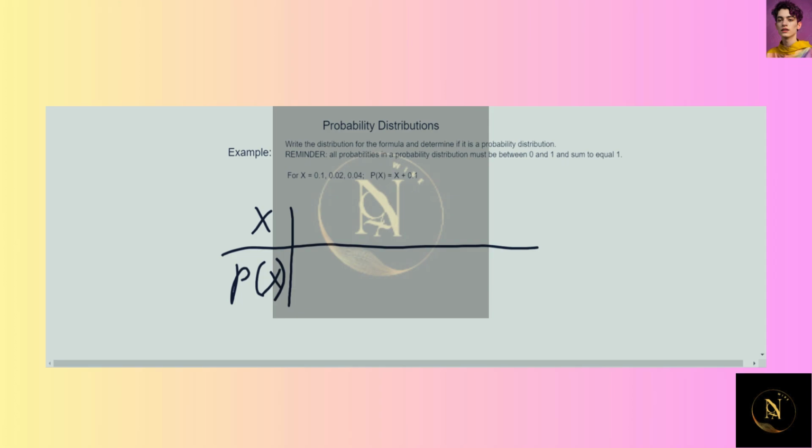And for our equation today, our x values that are represented are 0.1, 0.02, and 0.04. And our p of x values for each x value, when plugging them into the equation p of x equals x plus 0.1, for the first one, we get p of x equals 0.2. For our next one, we get 0.12, and for our third one, we get 0.14.